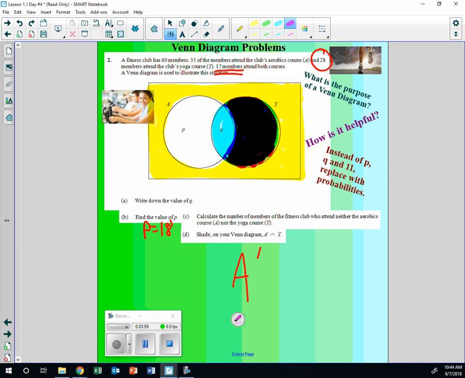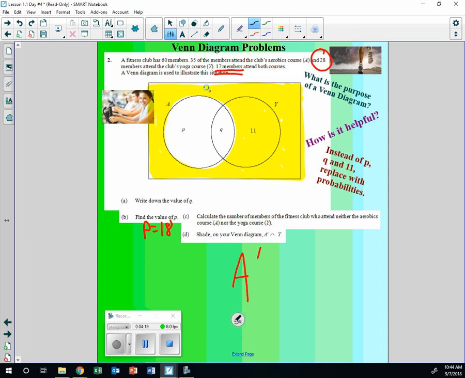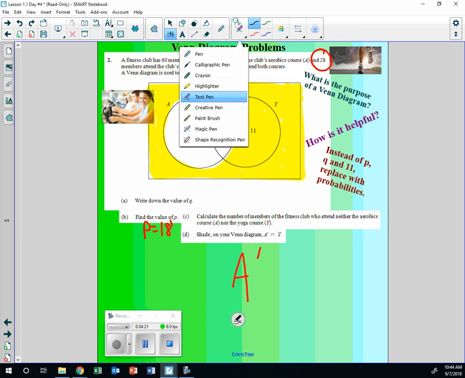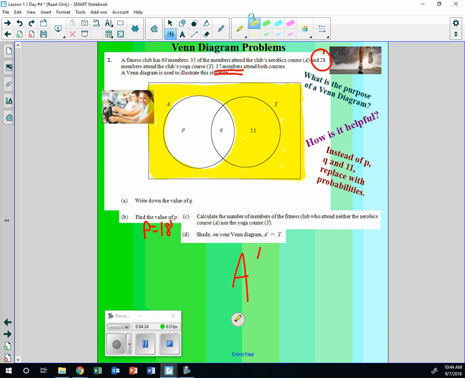Good. What if this said union? What if it said the union of not A and Y? What would that be? What I would do is take not A and use the same color for union. Come on, highlighter. There you go. And not A and Y, this is going to be the union of those. That's not what this says, but that would be the union. All right, well, let's practice these.